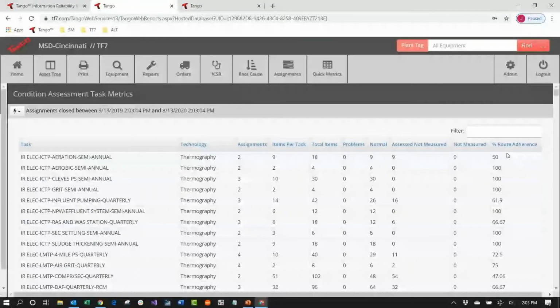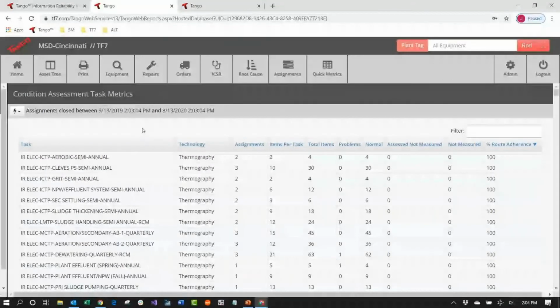If I just go over and click the column header, I can reorder this, and now I find that I've got several of these that are at 100% in the time period from about a year ago, from September of 19 to August of 2020. Once again, it shows me how many items are on each task, how many times that task was assigned, and how many times we covered the items and found problems versus measurement, no problems, versus we assessed the location as not being measured for some reason, such as not being accessible, not having time, etc.